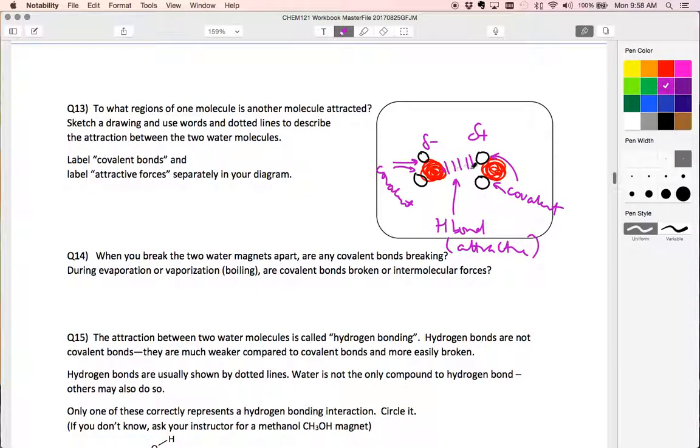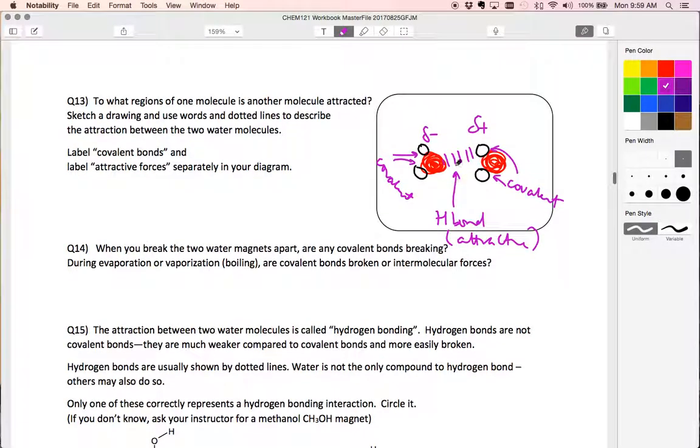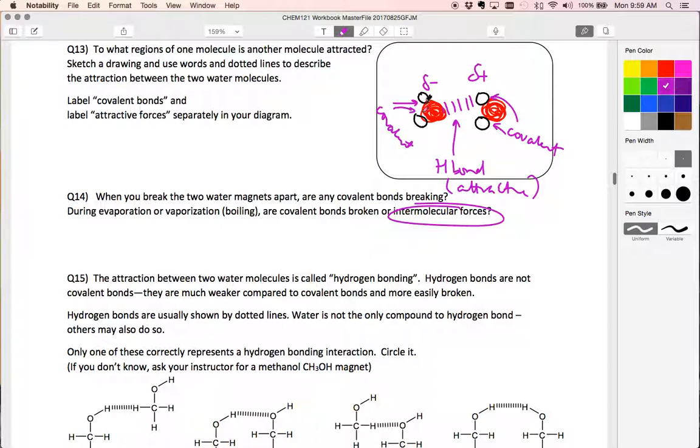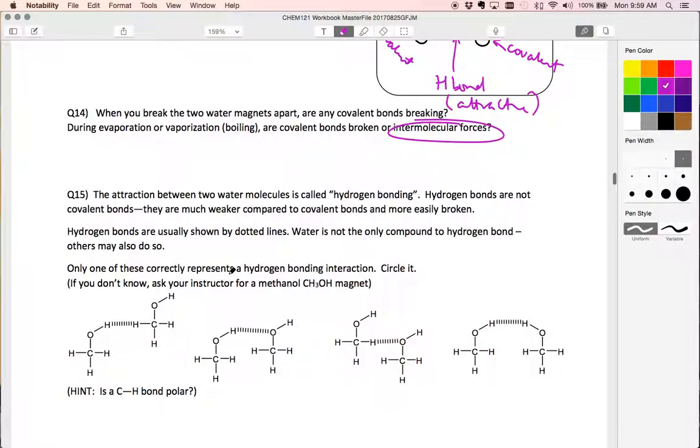When you break the 2 magnets apart, you'll see that you're breaking what we're representing as the hydrogen bond. So when you evaporate water, you're not breaking these bonds apart, you're just separating these molecules. So that's where we have only intermolecular forces breaking. It takes a lot more energy, like I said, to break these bonds as well, and then you would have a chemical reaction, which we'll learn about later.